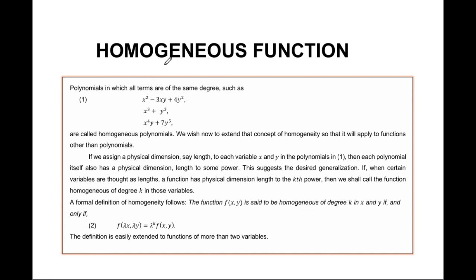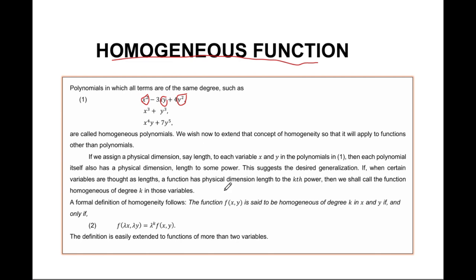Now, we are going to discuss the homogeneous function. Consider polynomials in which the terms are of the same degree, such as x squared minus 3xy plus 4y squared, x cubed plus y cubed, x to the power of 4 times y plus 7y to the power of 5. You can notice that all of the terms in each expression have the same degree. So, that is called a homogeneous polynomial.